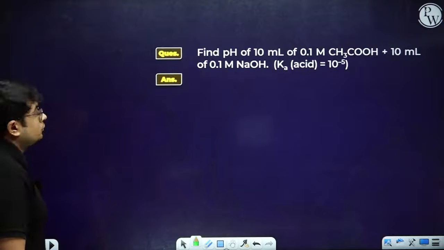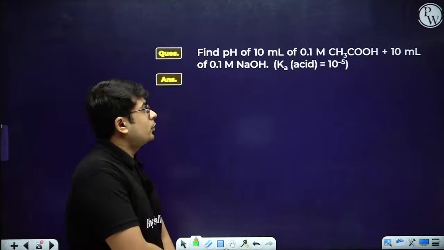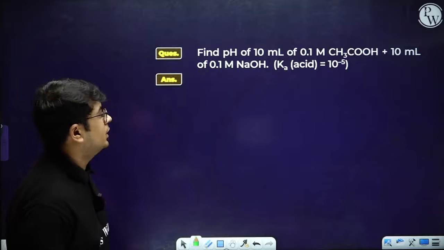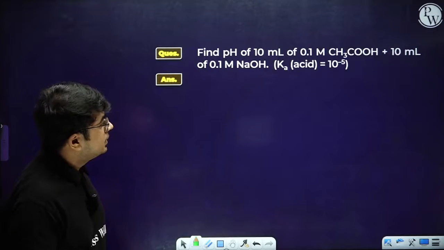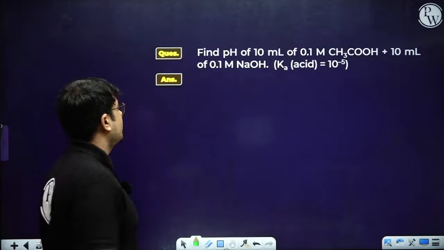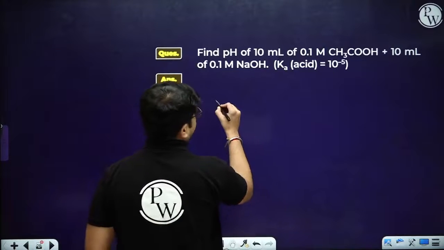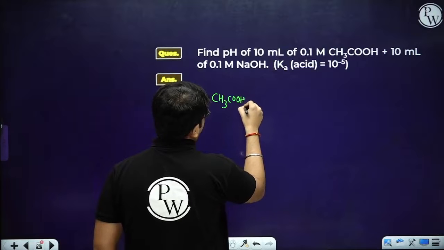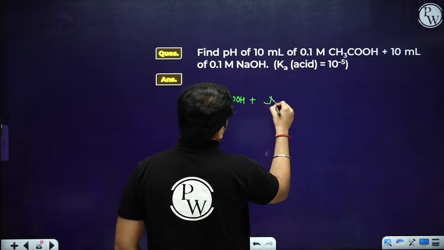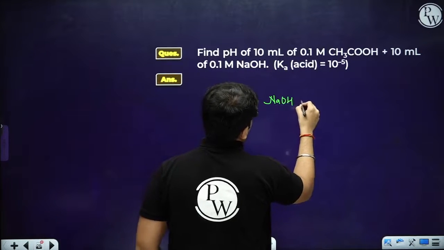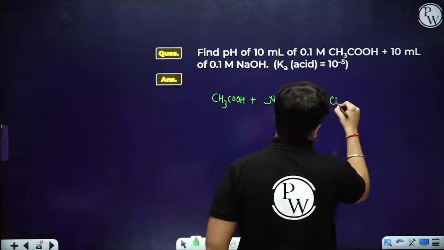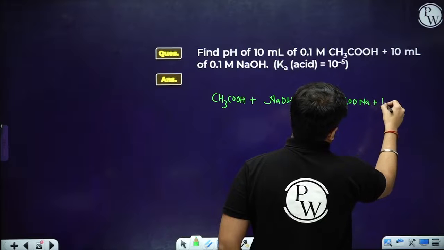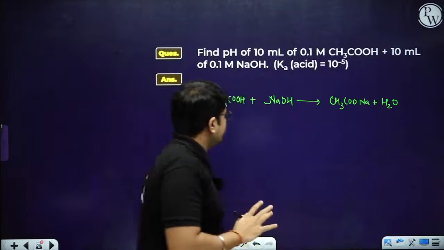Okay. So find the pH of 10 ml of 0.1 molar CH3COOH plus 10 ml of 0.1 molar NaOH. Ka of the acid is 10 raised to the power minus 5. Basically in this case, if I'm using CH3COOH with NaOH, it's going to form CH3COONa plus H2O. It's an interesting question.